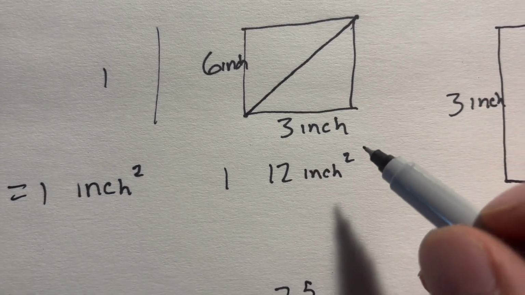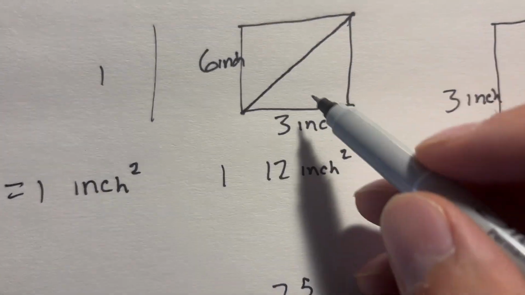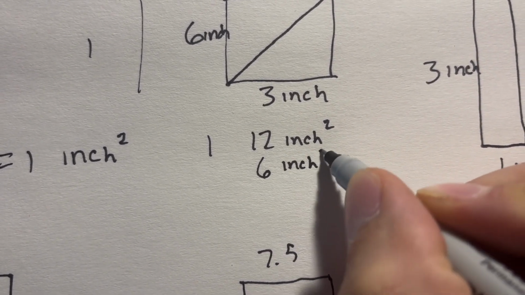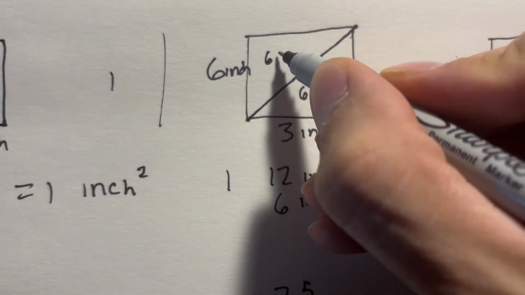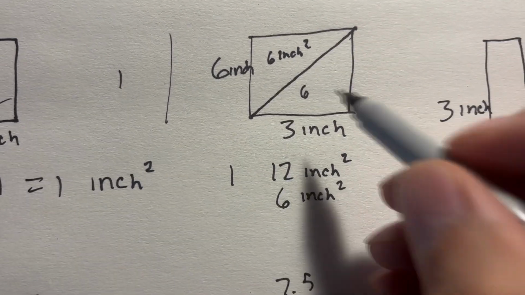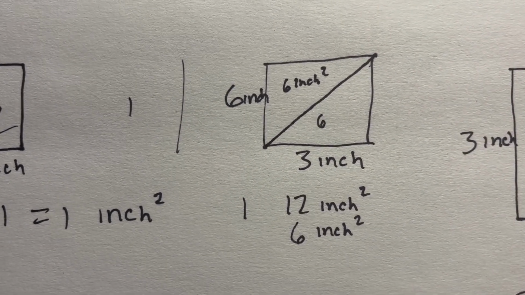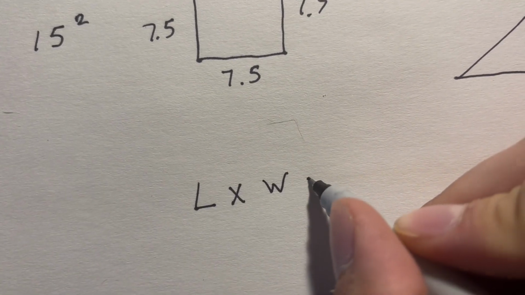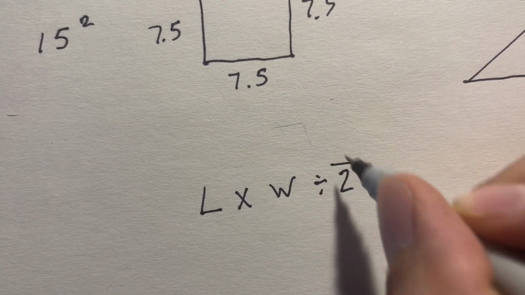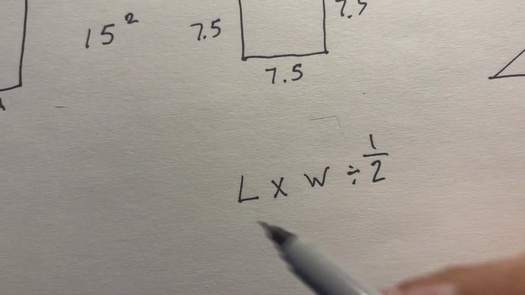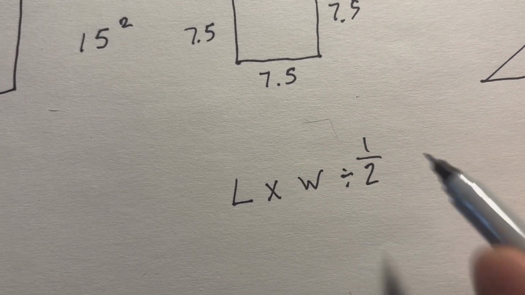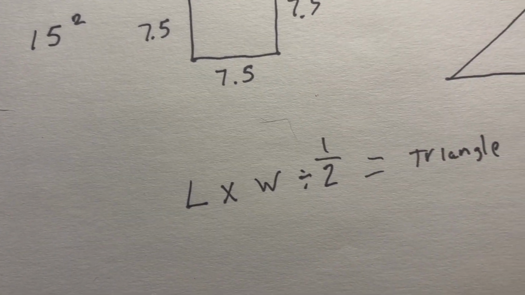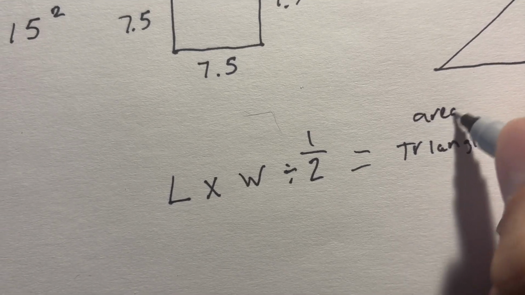What would it be? That would logically mean, since it's equal on each side, that it would be 6 inches. Since it's cut in half, it's 6 inches, 6 inches squared. And that's your triangle. And so the formula for a triangle is length times width divided by 2, or 1/2. So you take length and width and then divide it in half, and that creates your triangle. Or at least the area of a triangle.